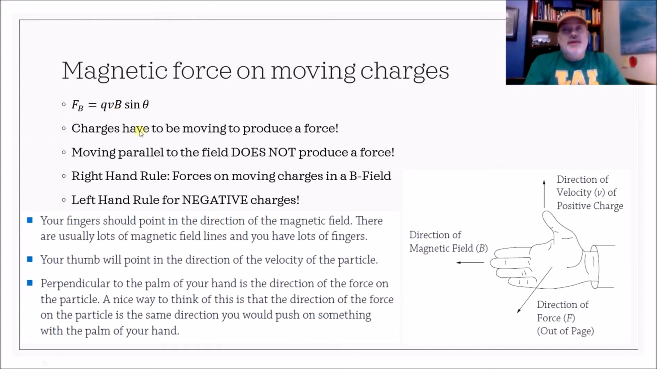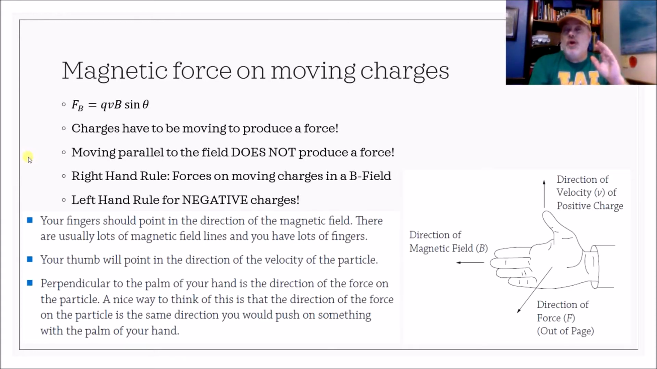So, a couple of things to keep in mind. The charges have to be moving to produce a force. If the velocity is 0, there's no force. So a charge sitting in a magnetic field receives no force unless it's moving. If the charge is moving parallel to the field, or anti-parallel in the opposite direction of the field, it will not receive a force either. If it's moving at an angle to the magnetic field, then we get a force, but that force is at a right angle to both of those.